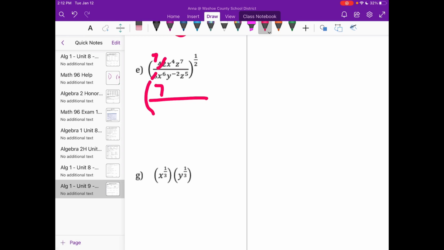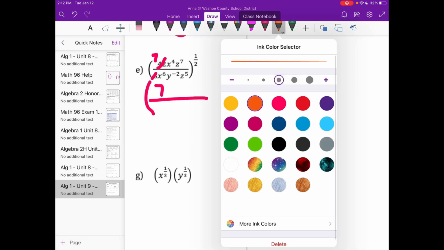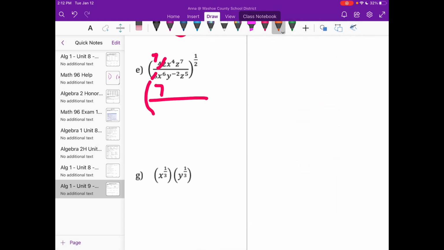Now, I'm going to do exactly what I just did on the last one. I've got x's on top, x's on the bottom. X to the 4th is the smaller x. So I'm going to take away 4 x's on top and 4 x's on the bottom. That leaves me with 2 x's on the bottom. So I'm going to write x squared.